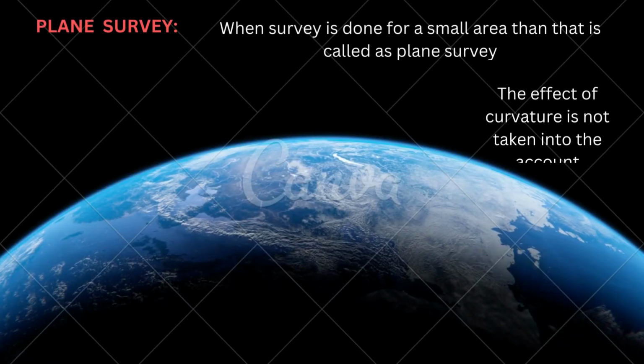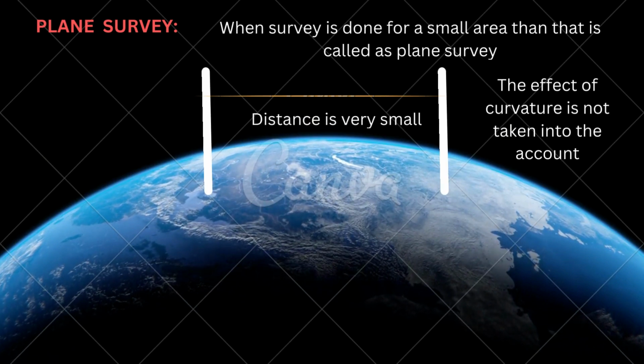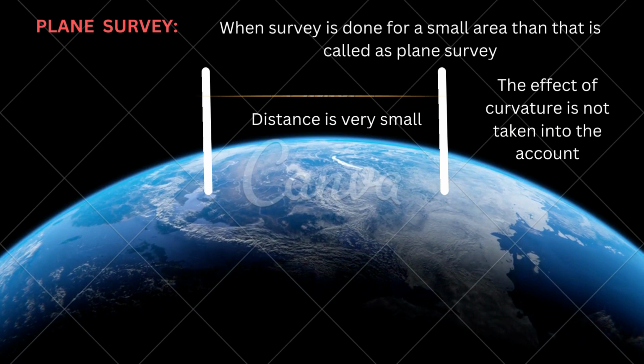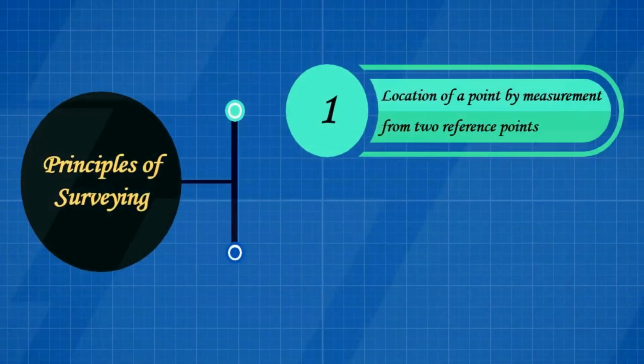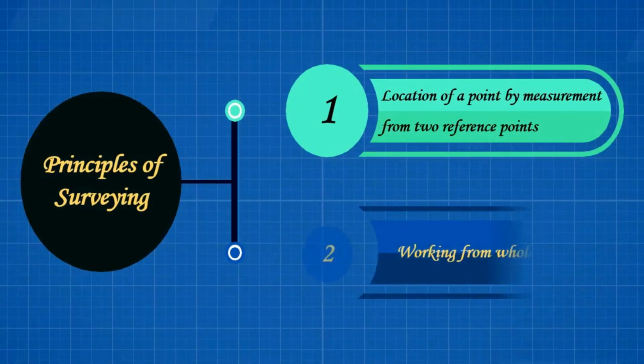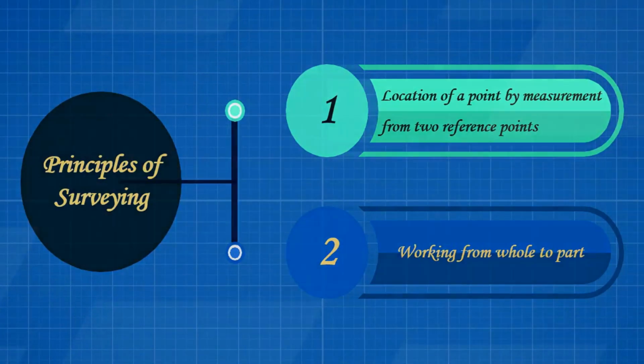Next one is plane survey. It means the survey is carried out for a small region, then we carry out the plane survey where we do not consider the effect of curvature of Earth. Coming to the principle of survey, it consists of: first one is location of a point with respect to two reference lines. Second one is working from whole to part.